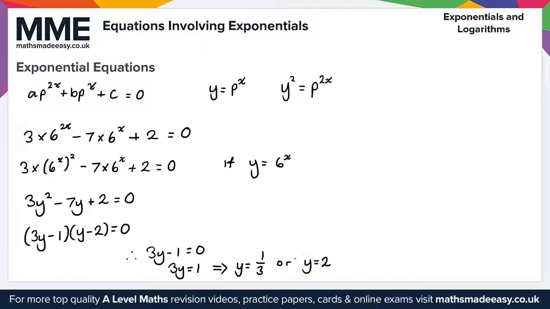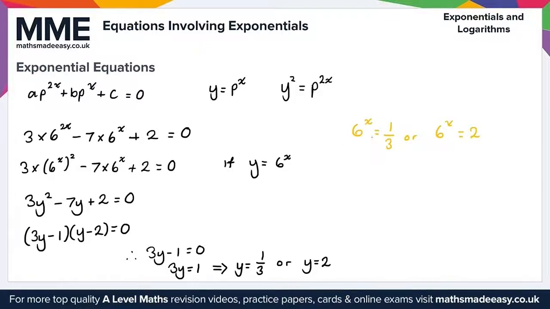Now remember, we're not solving here for y, we're actually looking for x. So we need to replace now y with 6 to the x. That's the substitution that we originally used. So if we just finish this now with a different colour, what we've got now is 6 to the x equals a third. We've also got 6 to the x is equal to 2.